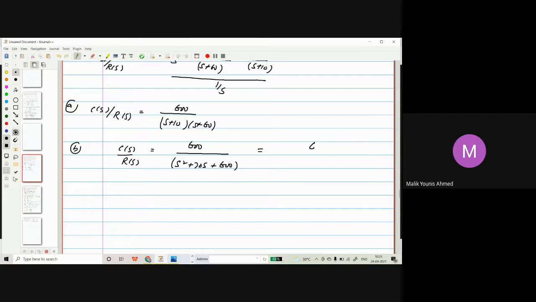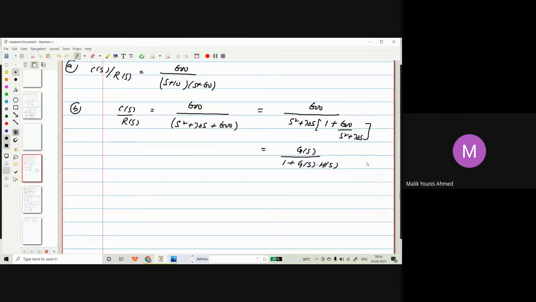So we can write it like this. इसको हम 600 डिवाइडेड बाय एस स्क्वायर प्लस 70s को हम कॉमन निकाल लेते हैं. इट विल बी 1 प्लस 600 डिवाइडेड बाय एस स्क्वायर प्लस 70s. ठीक है, उस फॉर्म में, ट्रांसफर फंक्शन के फॉर्म में. दिस इज क्लोज लूप ट्रांसफर फंक्शन g of s by 1 plus g of s into h of s. So g of s is 600 divided by this, 1 plus g of s, h of s is unity. Fine.